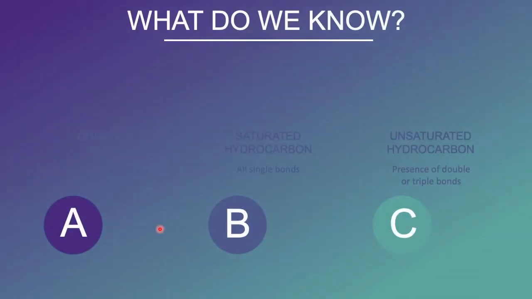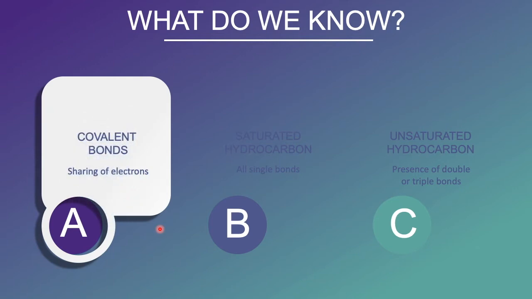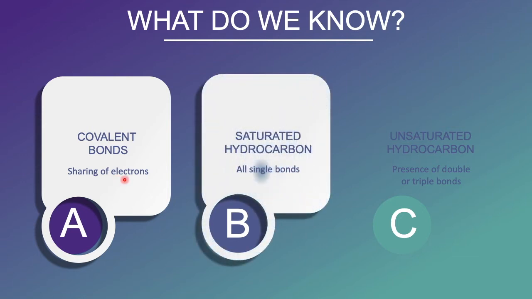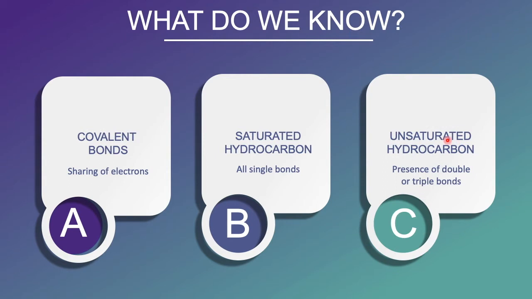So what do we already know? We know that carbon forms covalent bonds with other atoms. Covalent bonds are those bonds where they share a pair of electrons with each other. Second, we also know what saturated hydrocarbons are. Saturated hydrocarbons are those compounds which have all single bonds between the carbons and the hydrogens. The next category that we know is the unsaturated hydrocarbons. This is denoted by the presence of double or triple bonds.